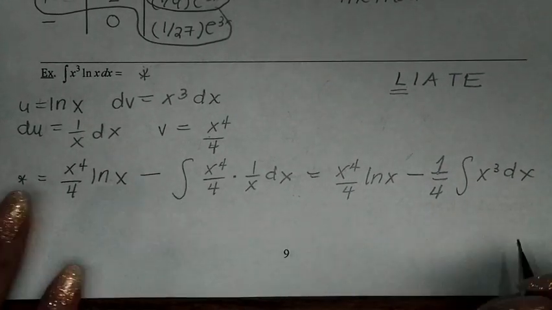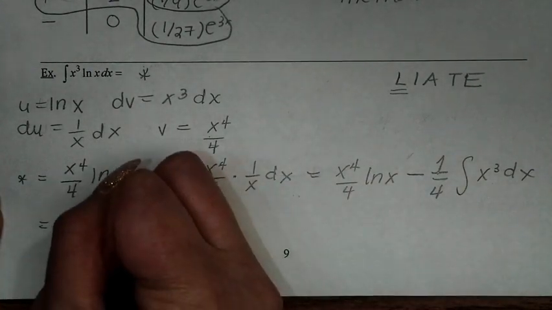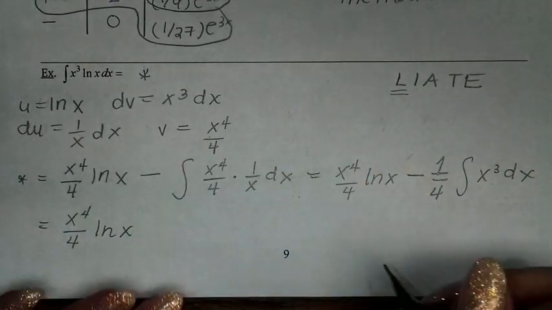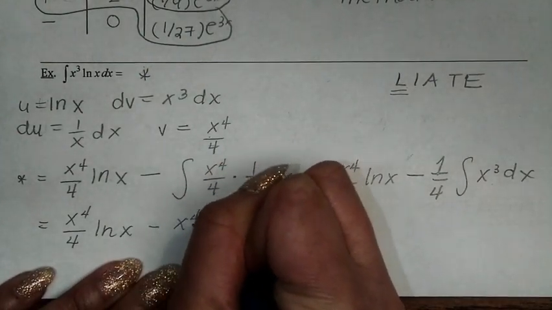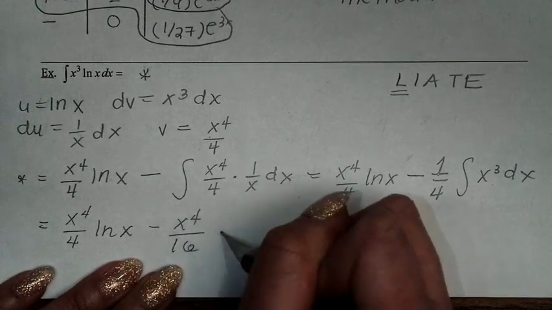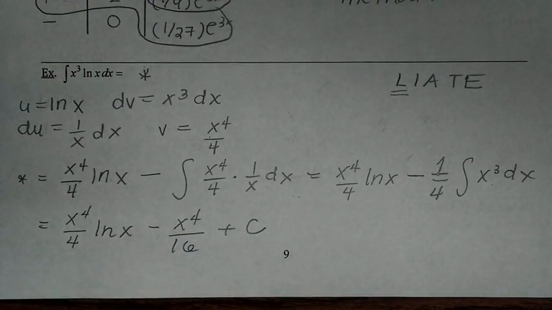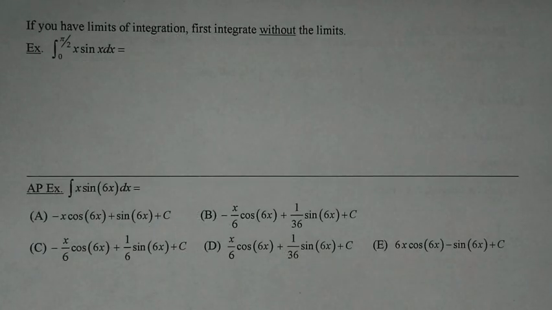So you have this equation, which is very simple to integrate for that last term. You have x^4 divided by 4 natural log of x, and then this is going to be negative x^4 divided by 4 times 4, which is 16, plus c, and that's going to be it for this problem. Isn't that super nice?